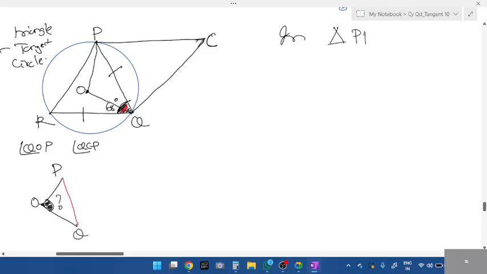In triangle PRQ, which two sides are equal? Look at the symbol. PQ is equals to RQ. So you have to write PQ is equals to RQ. That is equals to X. Take both as X. Okay.